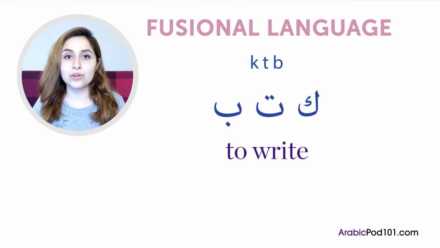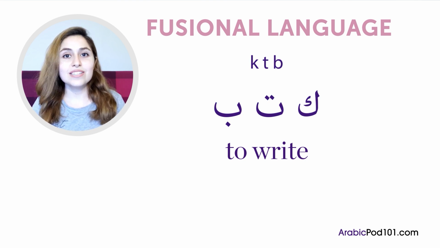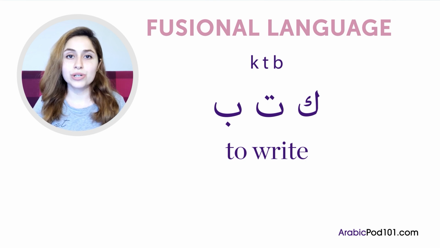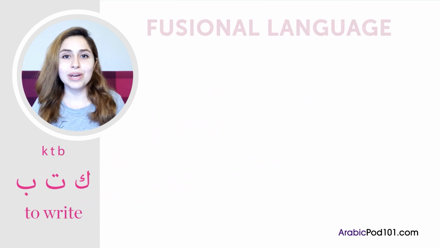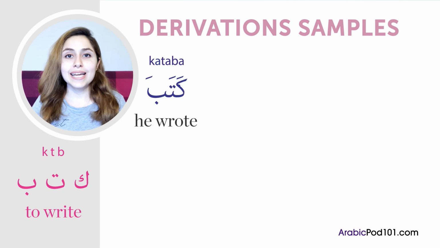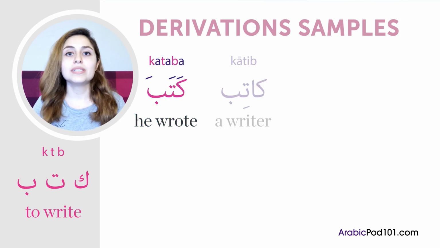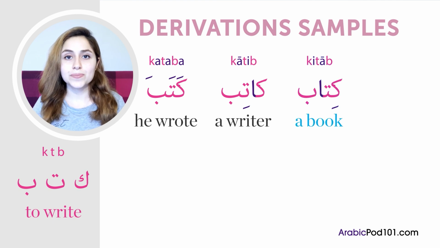The root just on its own is the singular past tense form of the verb. This is also the form we use to look a word up in a classical Arabic to Arabic dictionary. Let's see how we can form a huge number of words out of this root. كتب. He wrote, which is the root. كاتب, a writer. كتاب, a book.